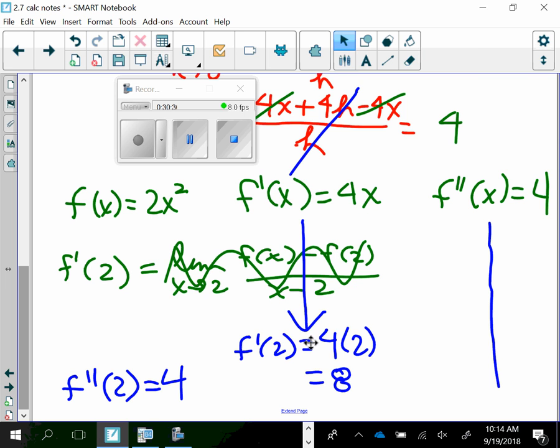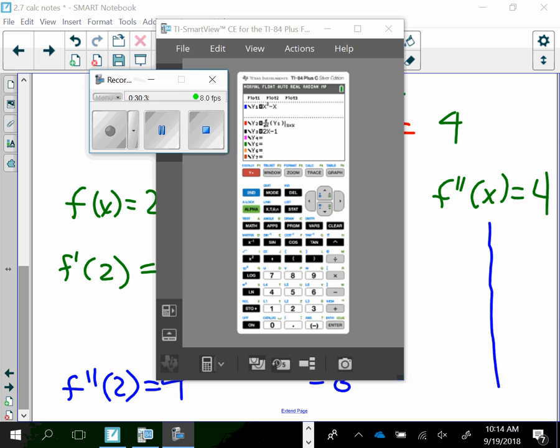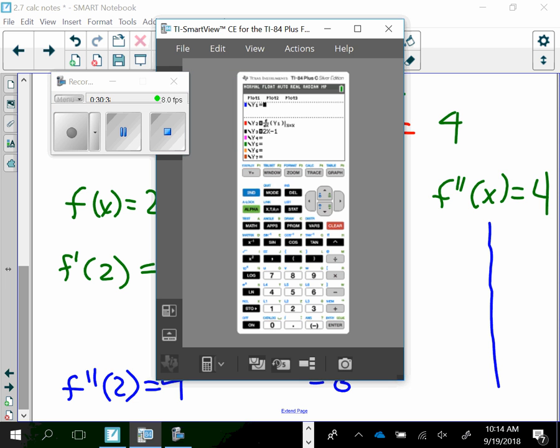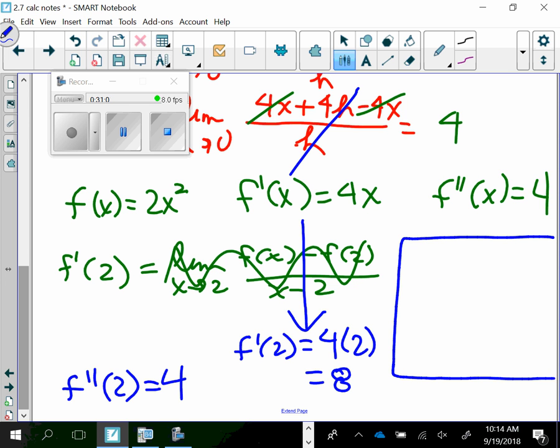Okay, let's get our calculators out. And for y1, I'm going to clear everything out and put in 2x squared. Okay? Now, I'm not going to put the derivative in, but I'm going to find a graphical application of f prime. We know f prime of 2. I was going to do a tangent line.